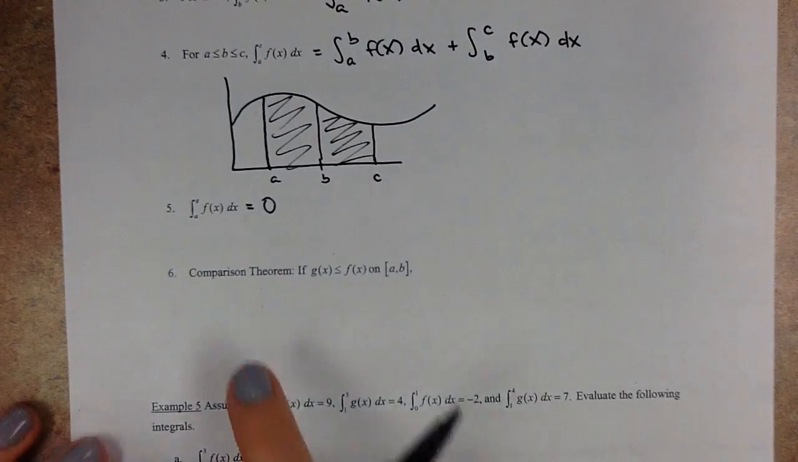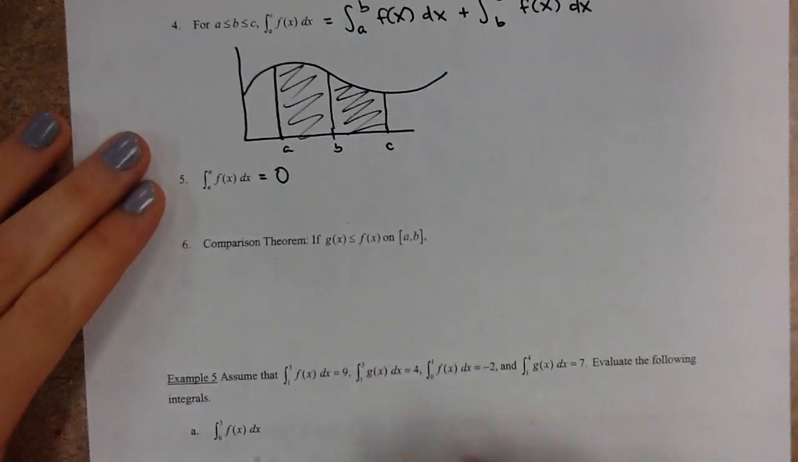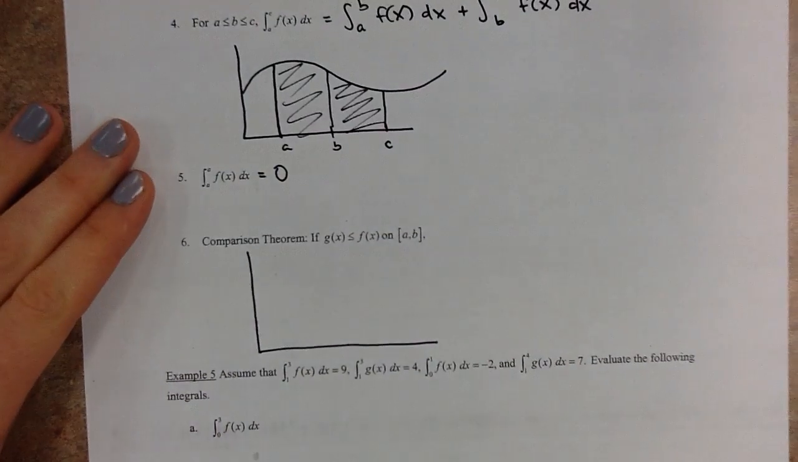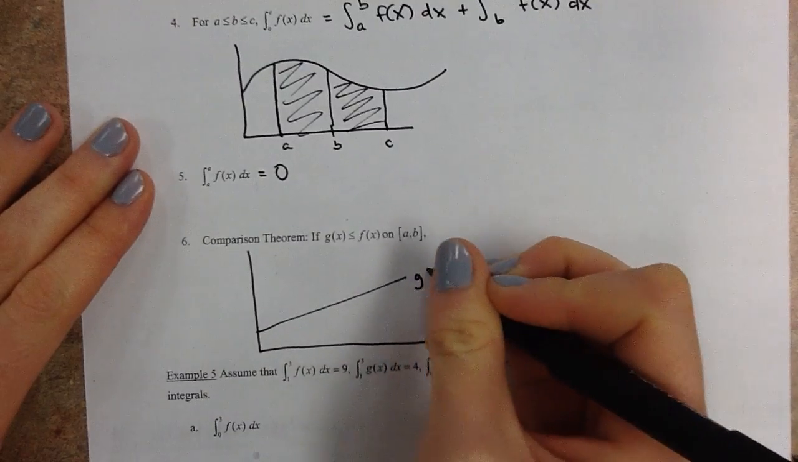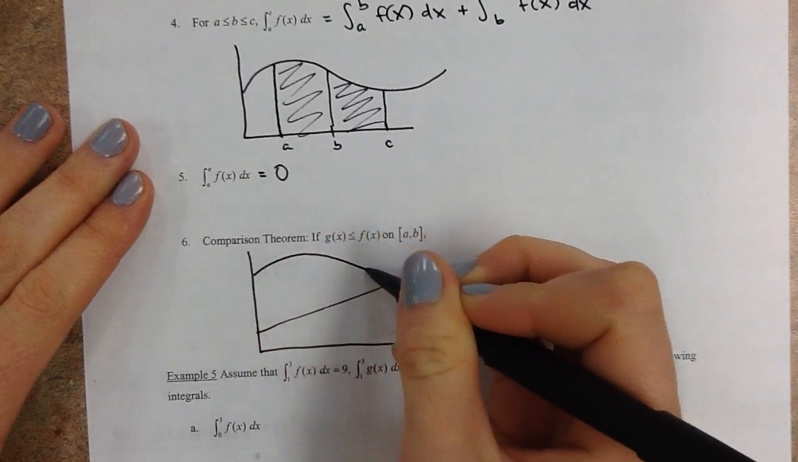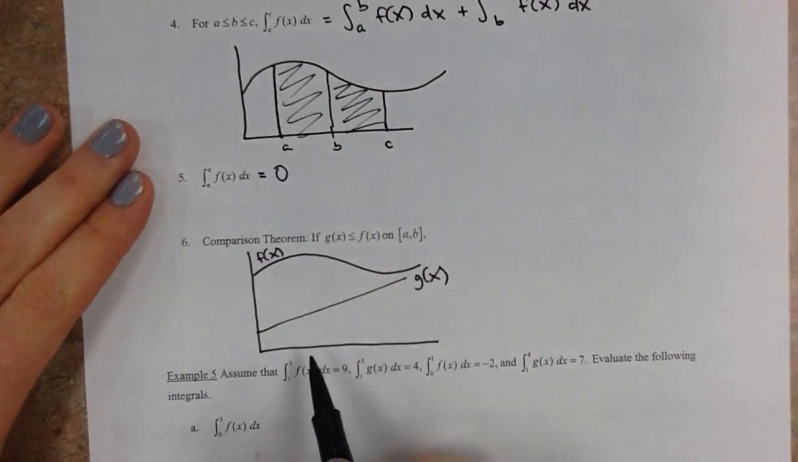All right, and our last property, the comparison theorem. So if g is always less than f, so I'm going to draw a picture to start off. And not always, I guess, from a to b. So say we've got a function g, whatever it is, and then we've got a function f, however it looks, it's up above our function right here.